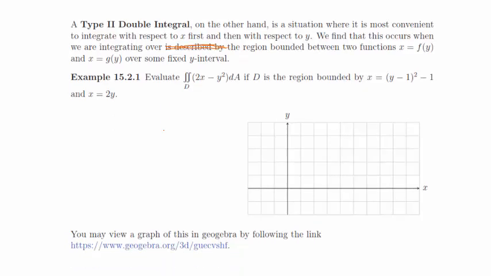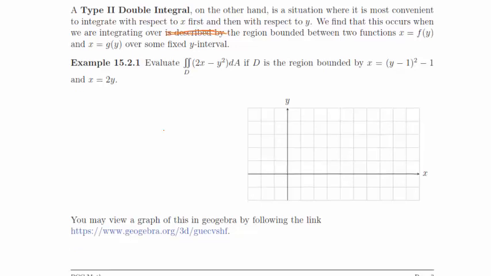Evaluate the double integral of 2x minus y squared dA over the region D, where D is the region bounded by x equals (y minus 1) squared minus 1 and x equals 2y. So let's start by graphing these two equations in x and y to see what region we're even integrating over.